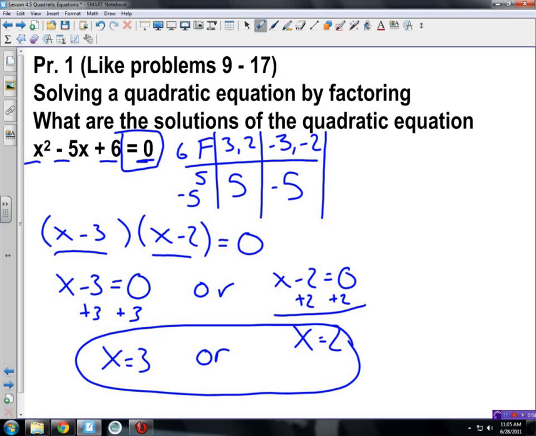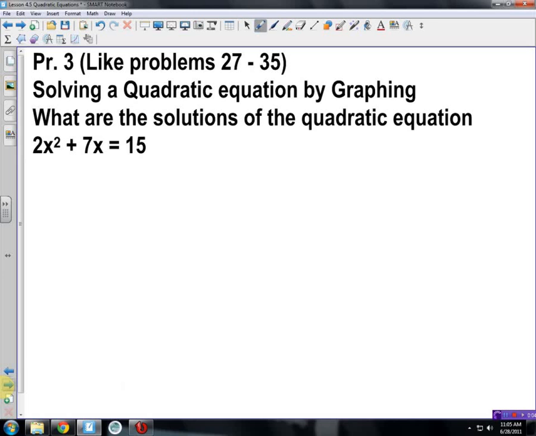So factoring is probably the shortcut way to do it. And let's talk about a different way. Here it says solving a quadratic equation by graphing. What are the solutions to the quadratic equation 2x squared plus 7x is equal to 15?